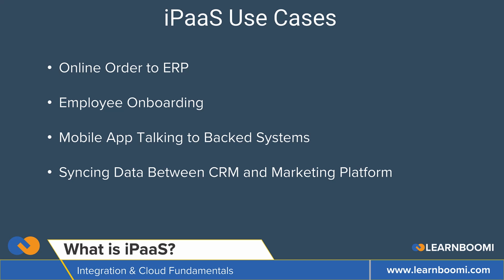Next example is syncing data between CRM and the marketing platform. Companies often use multiple SaaS tools for sales and marketing. For example, Salesforce for CRM, and Mailchimp or HubSpot for email marketing. When a new lead is created in Salesforce, you want the same data to automatically appear in the marketing tool, so the right email campaign can start immediately. iPaaS keeps both systems in sync, ensuring data moves instantly without manual uploads or spreadsheets. These are some of the most common real-world scenarios where iPaaS plays a very critical role. In simple terms, whenever two or more systems need to communicate automatically, iPaaS is the backbone that makes it happen.